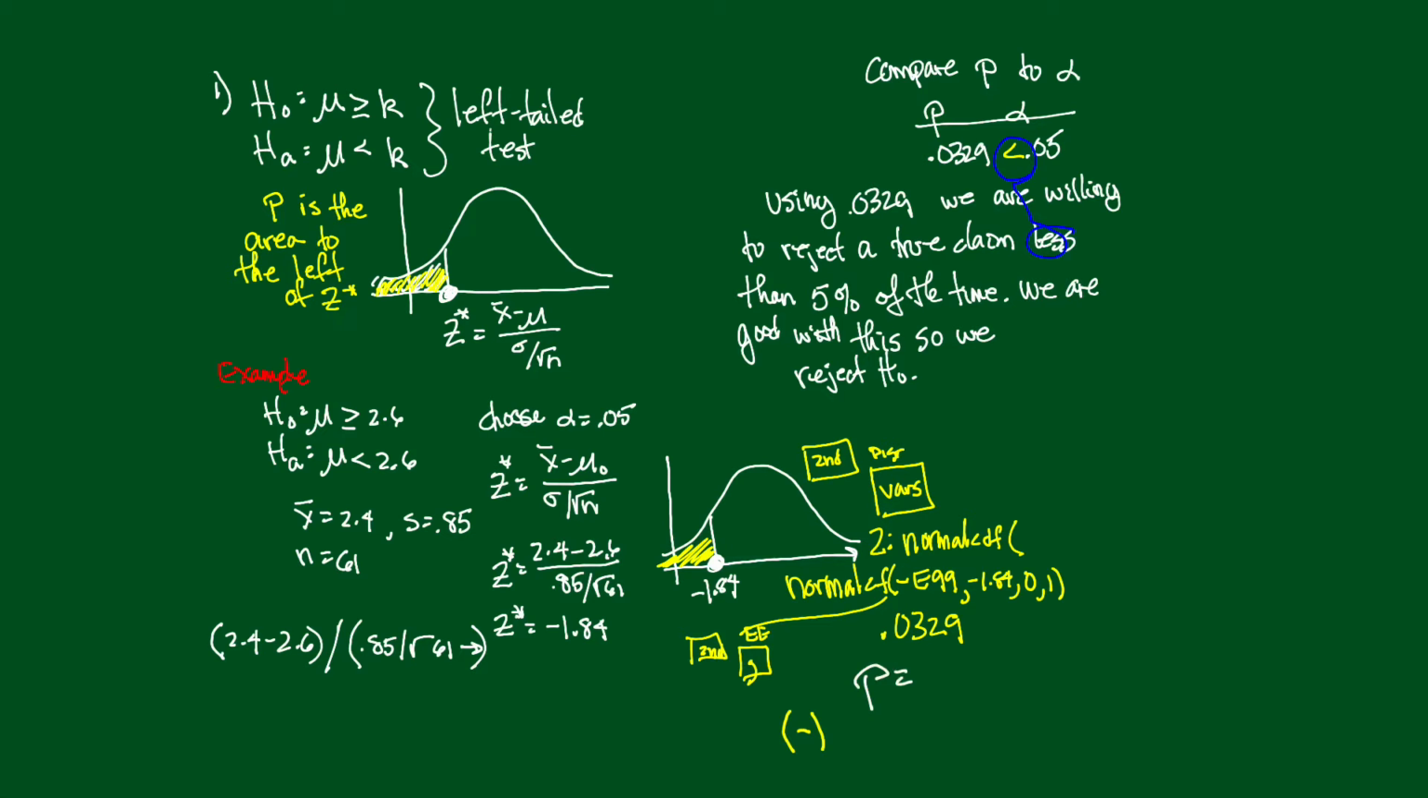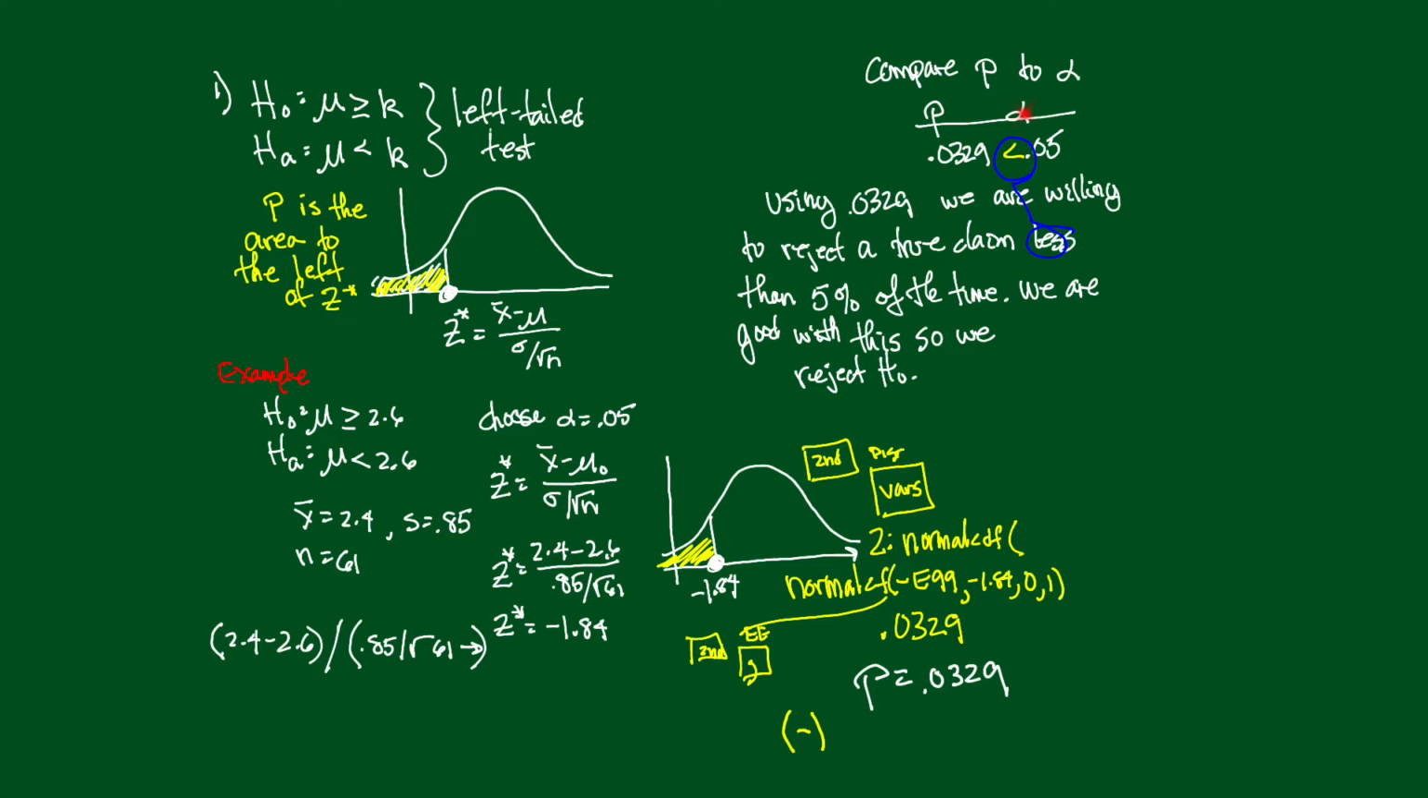So the p-value is 0.0329. And that gives us the area right there. That is the area under that part of the curve. So now what do we do? Do we reject H0 or do we not reject H0? Well, here's what we do. We compare P to alpha.